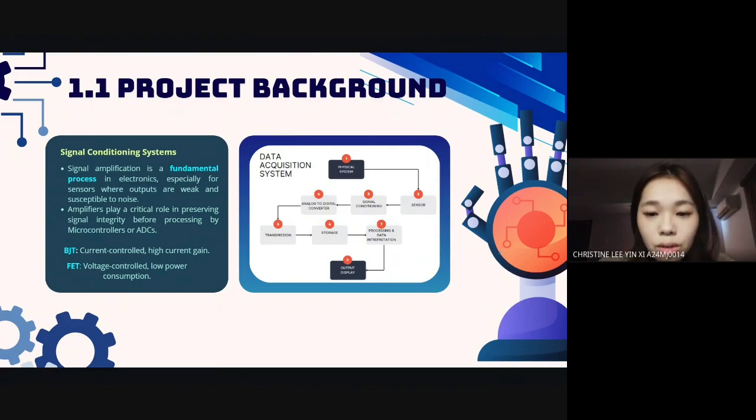For this task, we look at two main choices: BJTs, which are current controlled devices offering high current gain, and FETs, which are voltage controlled devices praised for their low power consumption. Next.